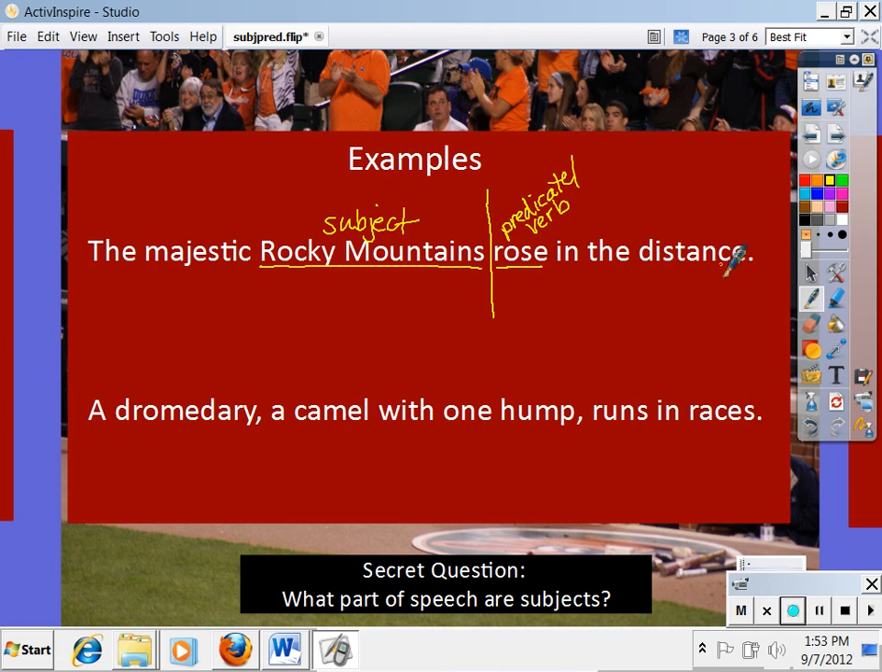Notice the words before the line all modify or describe the simple subject of Rocky Mountains. So we've been talking about adjectives. This is an adjective describing Rocky Mountains. So this whole phrase is the complete subject. The words after the line help modify or add to the verb. So in this case, again, we've been talking about this. This is an adverb telling where, right? Where did they rise? In the distance. So this whole part after the verb, or after the predicate, is the complete predicate.